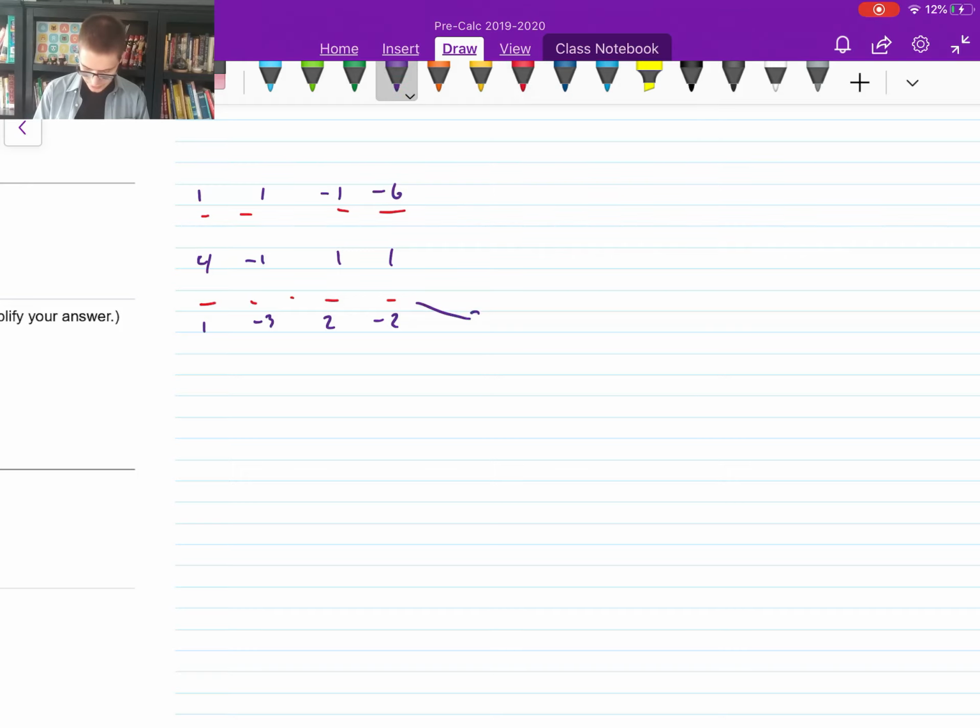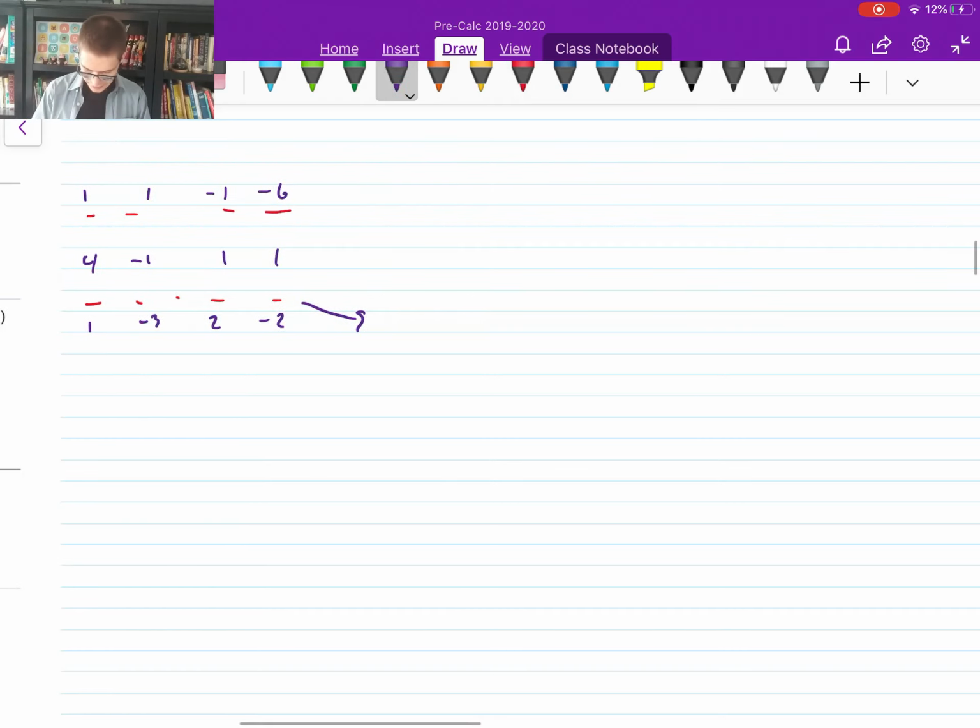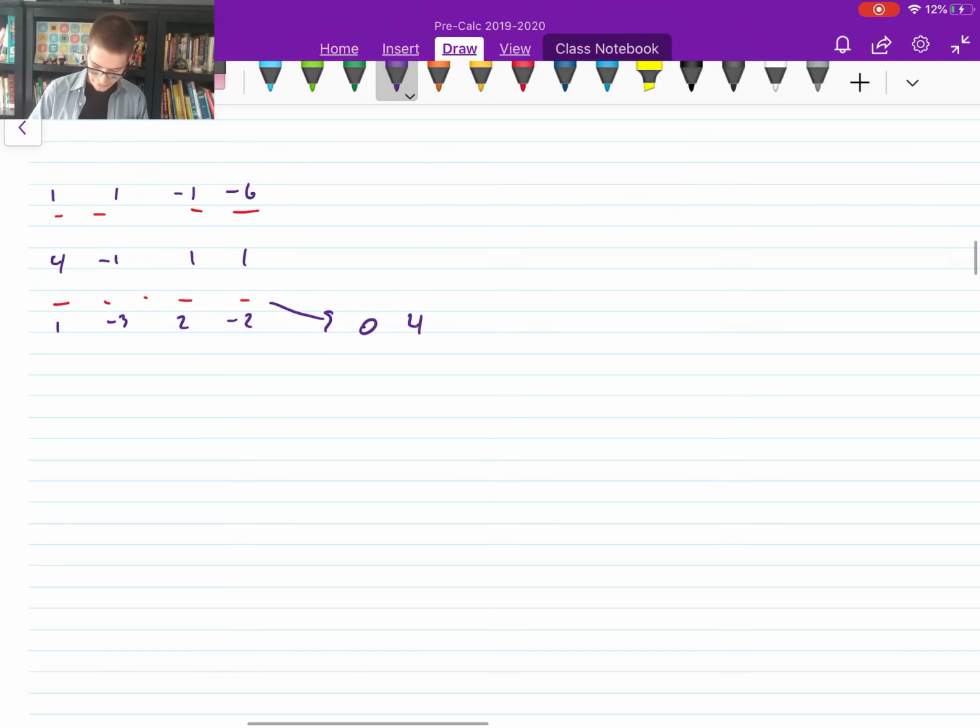So that goes down here. 1 minus 1 is 0. 1 minus negative 3 is, so that's 1 plus 3, so that's 4. Let's see, negative 1 minus 2 is negative 3. And negative 6 plus 2 is negative 4.